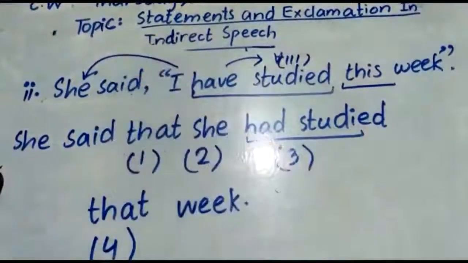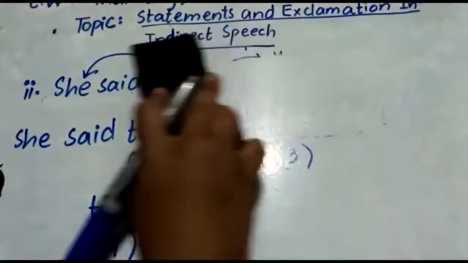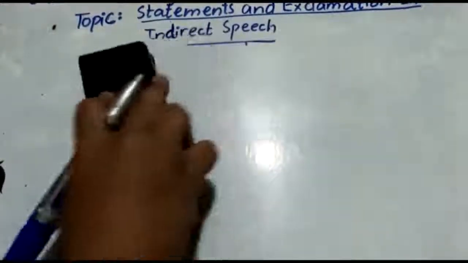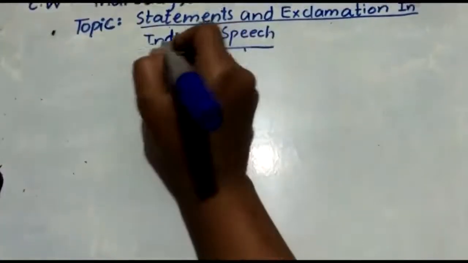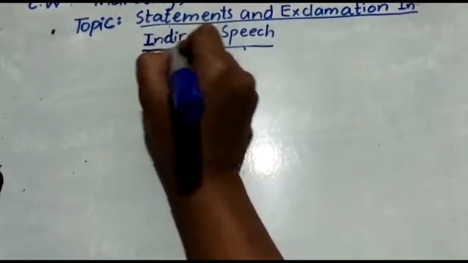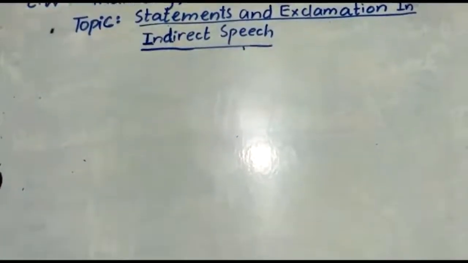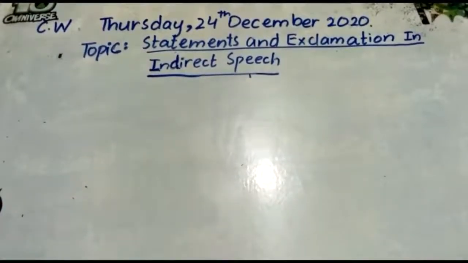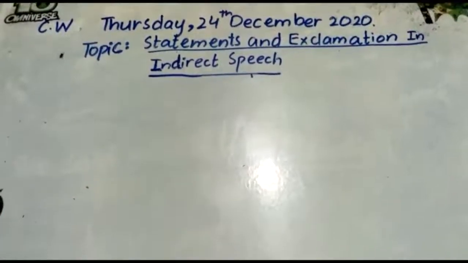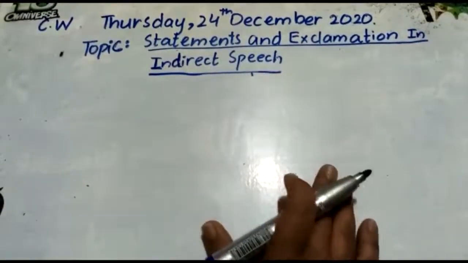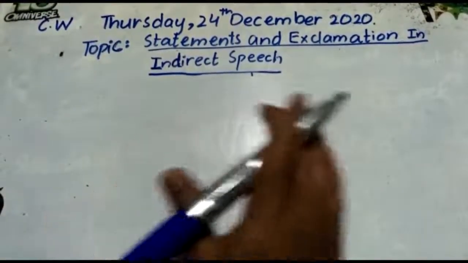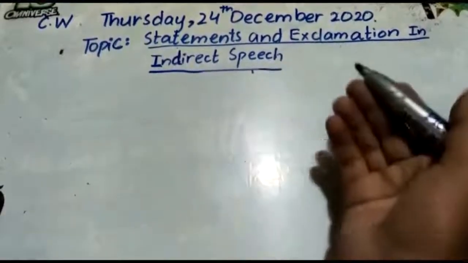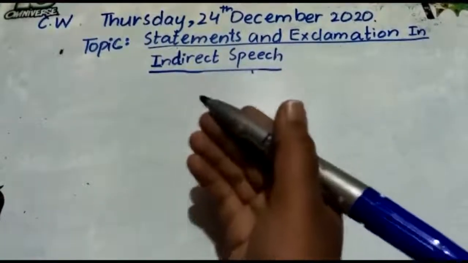The next two terms we have in this topic are statements and exclamations. We all know that a statement is a kind of sentence in which we declare or state something, and exclamations are always used to show our emotions, our expressions, our feelings. So this chapter is basically about direct and indirect speech, in which we will be given statements and exclamations to change them into indirect speech.